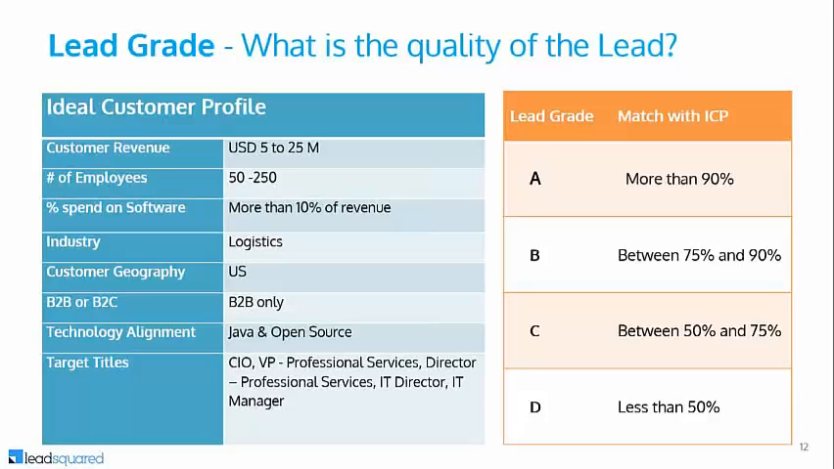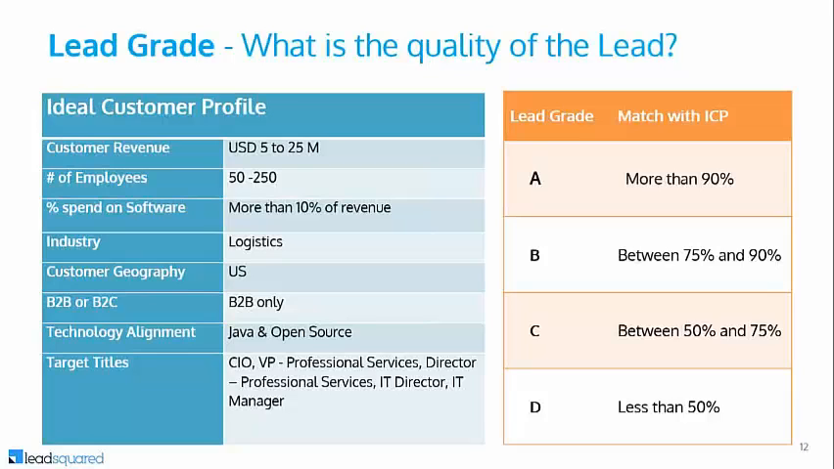Whether it's more than 90%, then typically you'll call the lead grade as A. If it's between 75 and 90, then you'll call it B. Between 50 and 75, it's C, and less than 50%, D. This definition may differ from business to business, and different businesses may want to have different ways of associating quality to the lead. So this is something which is not done automatically by LeadSquared.